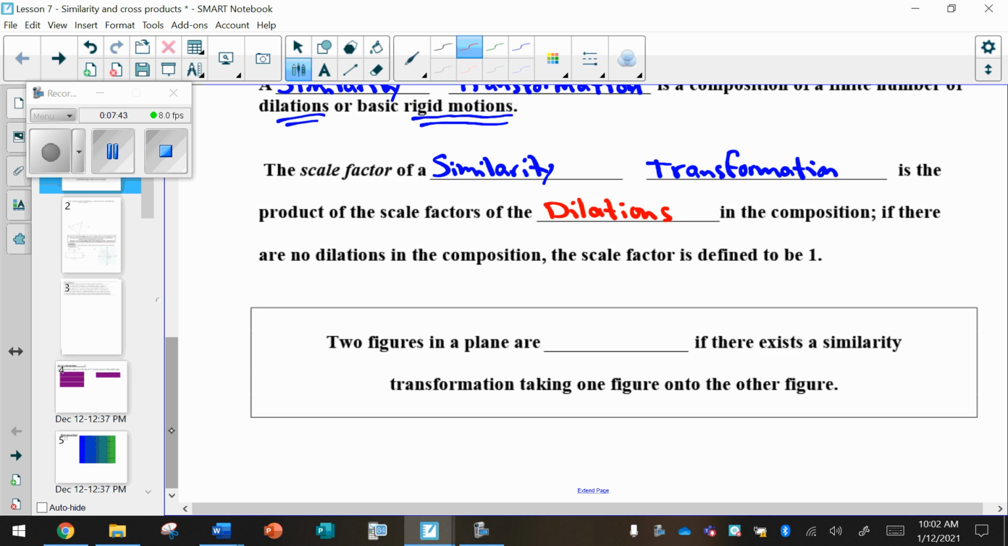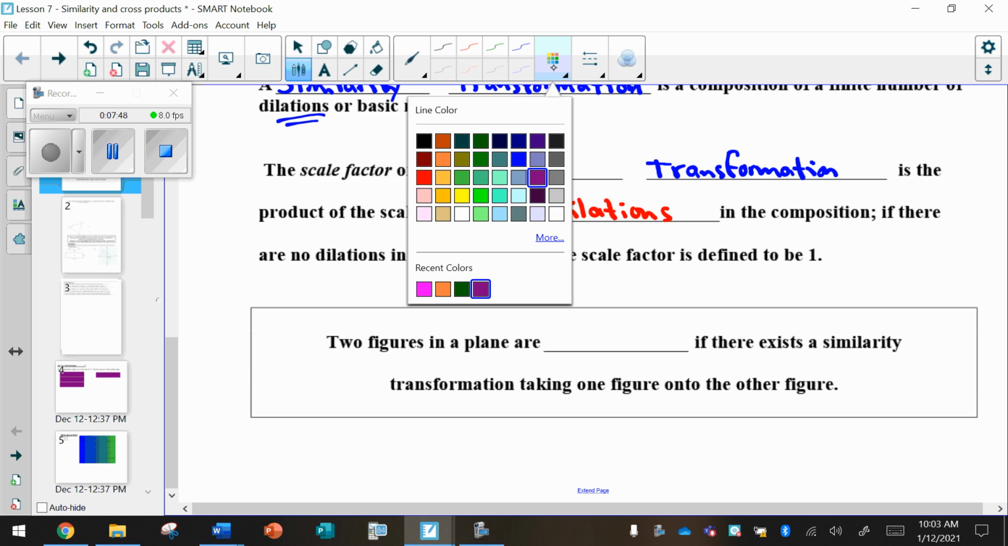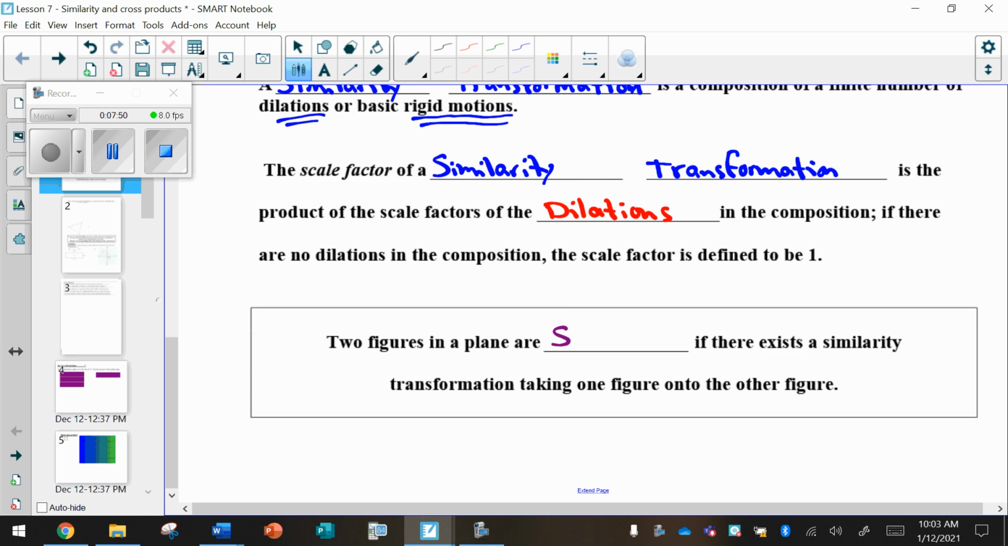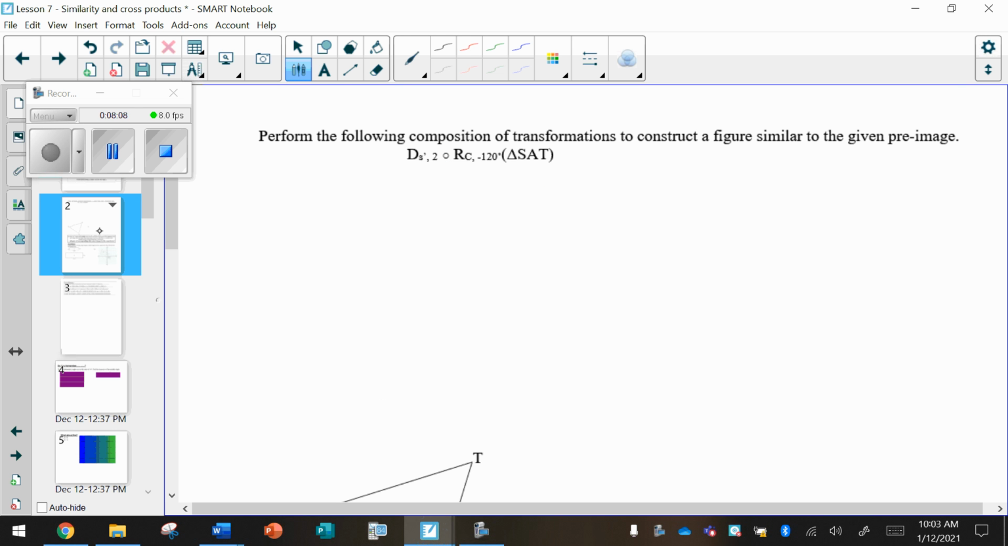So the basic definition for similarity: two figures in a plane are similar if we can find a composition of transformations, or a sequence of transformations, that maps one shape onto the other shape. Now it can include a size change. So now it's okay that we change the size, because that means it was a dilation. It means it's similar to the original, the pre-image, but not congruent.